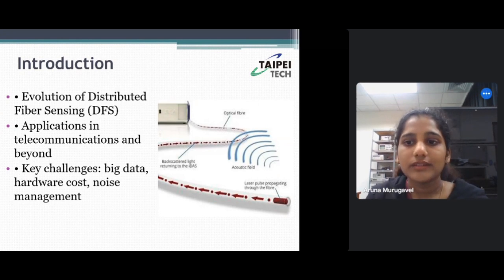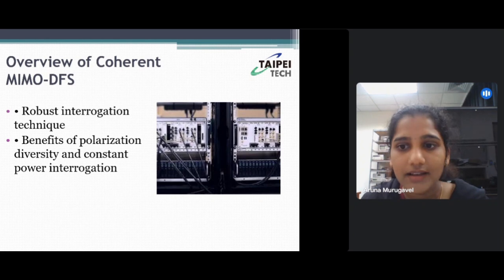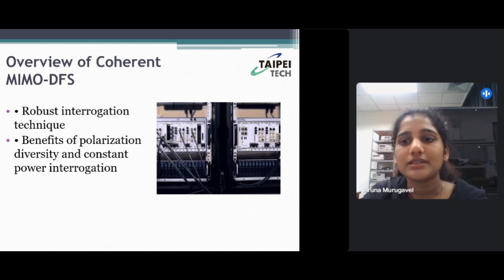Then, the overview of coherent MIMO-DFS. Coherent MIMO-DFS, that is multiple input, multiple output distributed fiber sensing, is an advanced technique. It uses a robust integration method with benefits such as polarization diversity and constant power interrogation. These improvements ensure the system is highly reliable and effective even in complex environments.